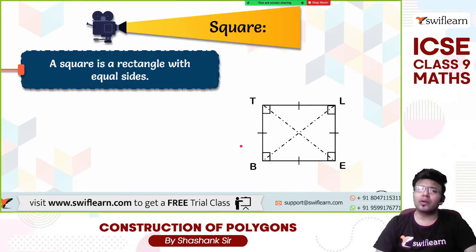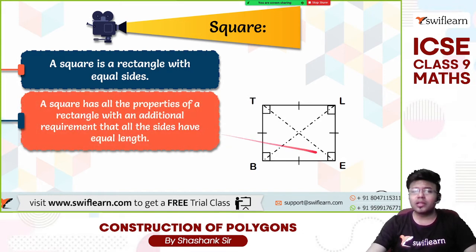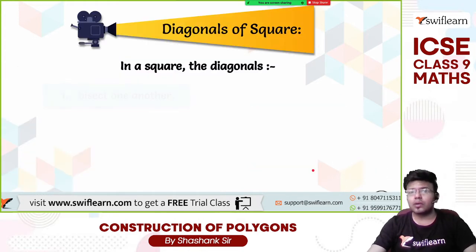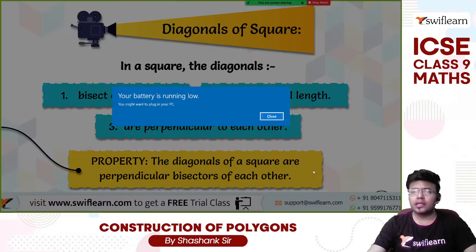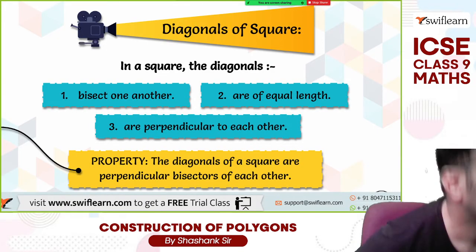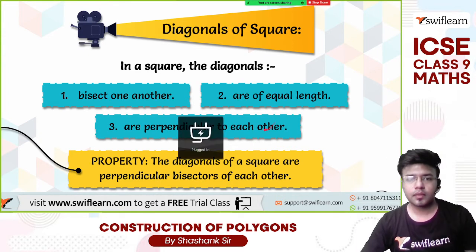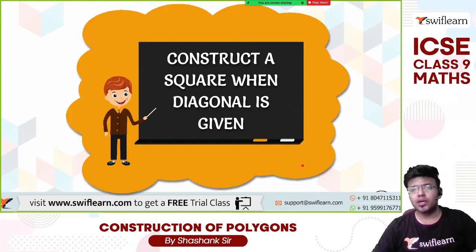Now square, okay, what is a square? A square is a rectangle where all sides are equal. All the interior angles are equal to 90 degrees. Diagonals bisect each other. Diagonals are equal, and are also perpendicular to each other. Yes, diagonals of a square are perpendicular to each other.